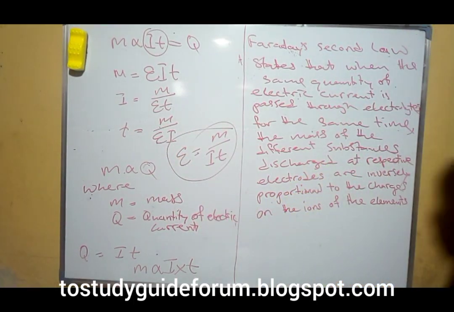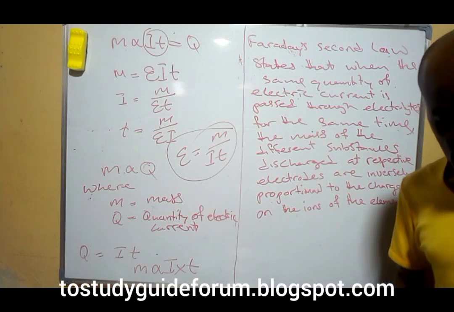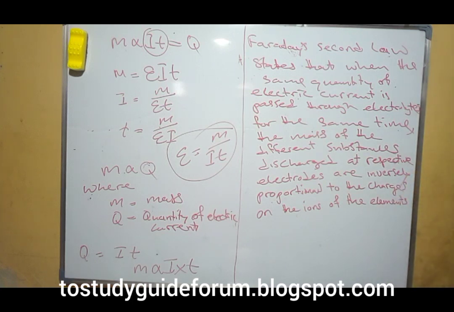The next one we are going to look at is Faraday's second law of electrolysis. The law states that when the same quantity of electricity, the same electric current, is passed through electrolytes for the same time, the masses of different substances discharged or deposited at the respective electrodes are inversely proportional to the charges on the ions of the elements.